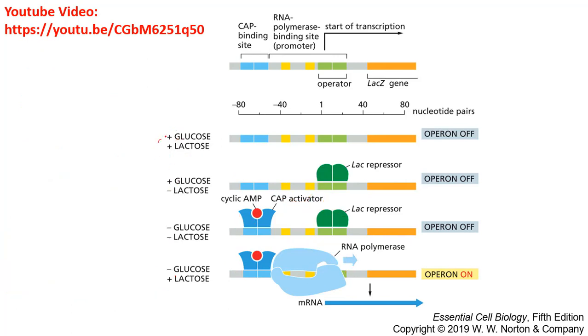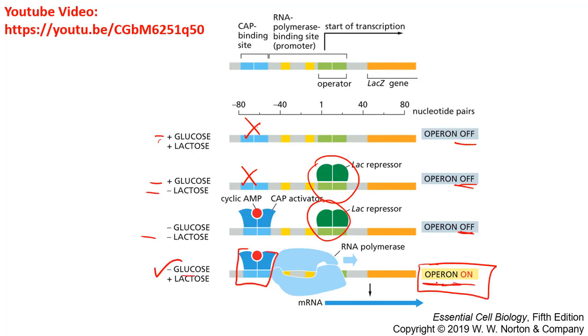So overall, in the presence of glucose, the operon is always going to be off because there's never going to be any cyclic AMP bound to the activator. In the absence of lactose, the operon is also always going to be off because the Lac repressor is always going to be bound to the operator. The only way the operon is ever going to be turned on is if there's no glucose, meaning the activator is bound, and if there is lactose, so that the Lac repressor can fall off, and now the RNA polymerase can finally get through and transcribe the genes.